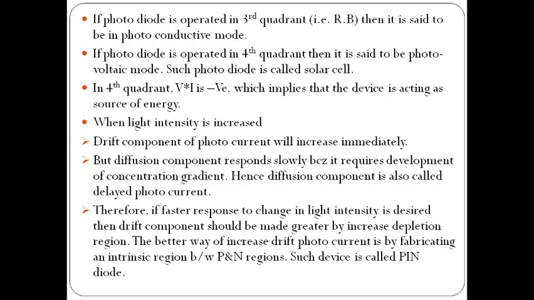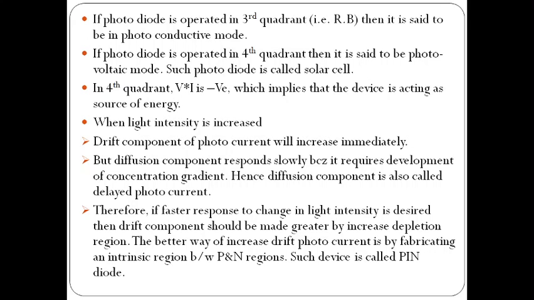When light intensity increases, what happens? The drift component of photocurrent will increase immediately, but the diffusion component responds slowly because it requires the development of a concentration gradient. The diffusion process is present when a concentration gradient is present. So when light intensity increases, the diffusion component responds very slowly. Hence, we can say the diffusion component is also called delayed photocurrent.